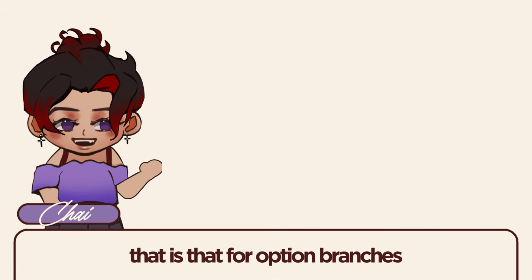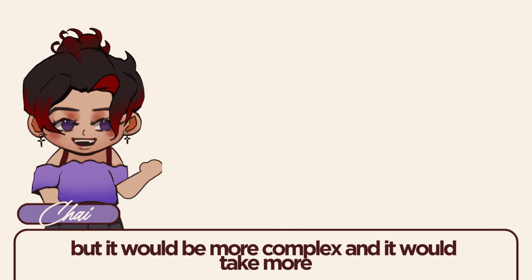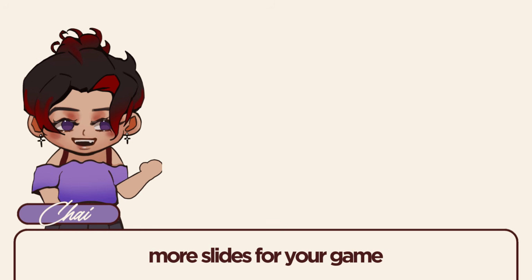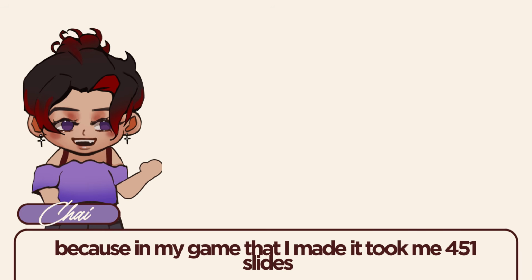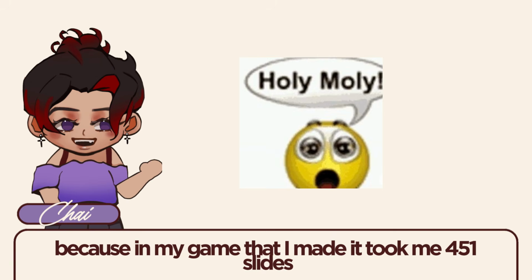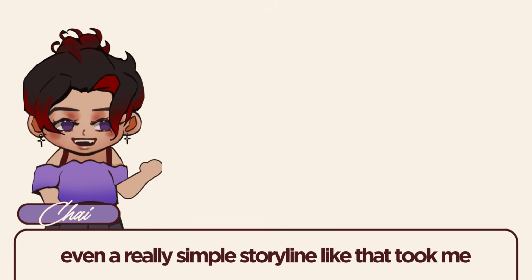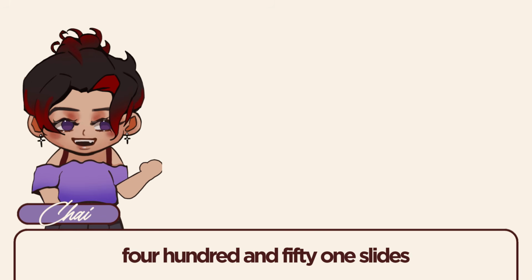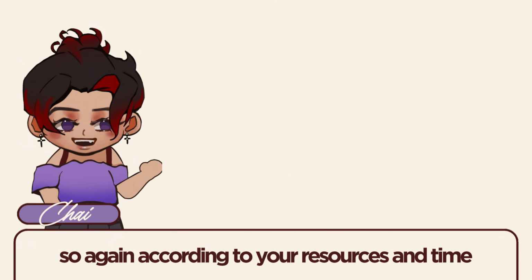That is that option branches. As you can see, it's super simple. You can make it more complicated if you like. Basically, your choices matter, but it would be more complex and it might take more slides for your game because in my game that I made, it took me 451 slides. Even a really simple storyline like that took me 451 slides. So again, according to your resources and time.